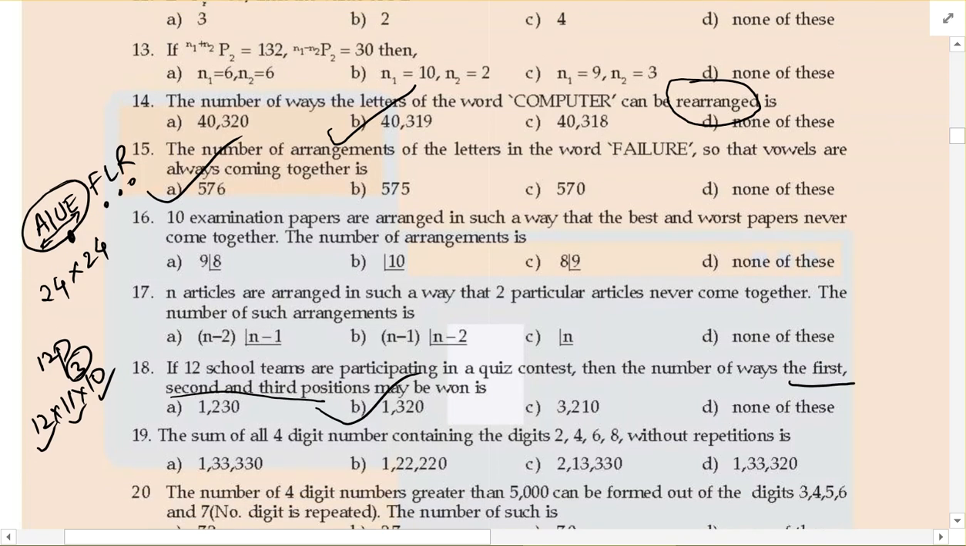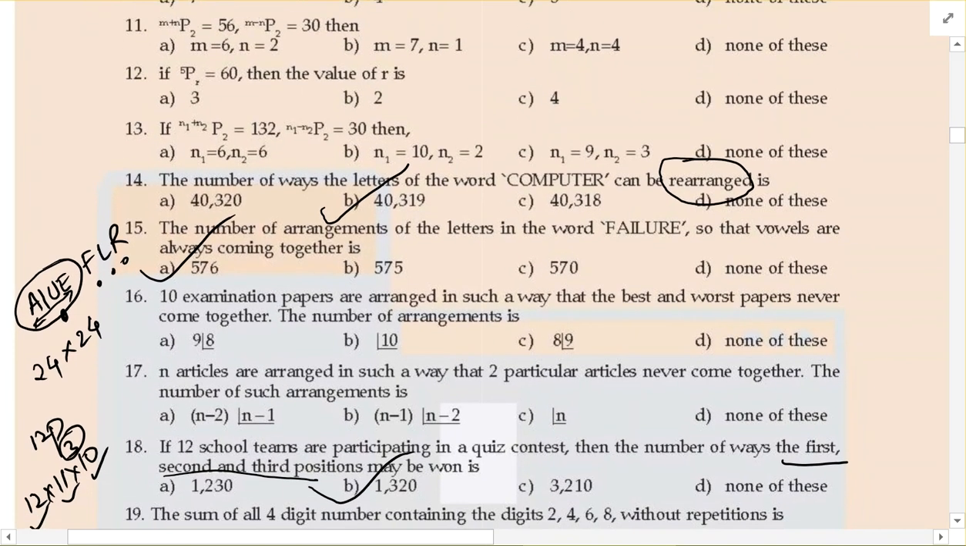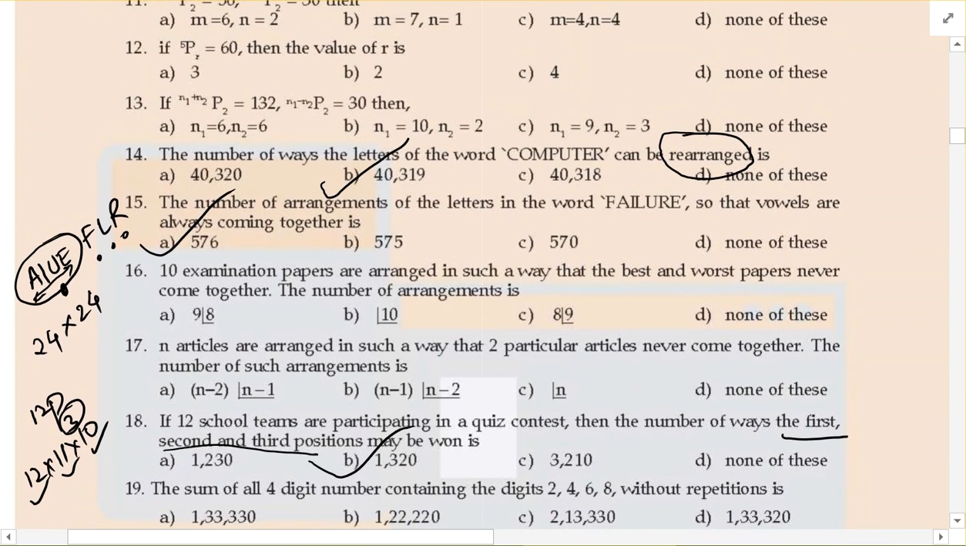Now we will learn more basics and then we will arrive at these questions which are left: 11, 12, 13, 16, 17, 19. First we will learn more basics and then we will arrive at these types of questions. So this is the first lecture of permutations for you.